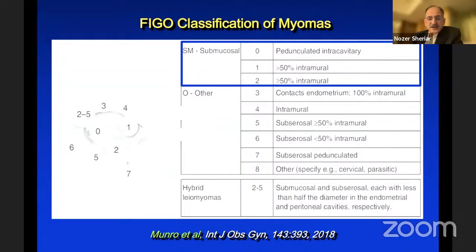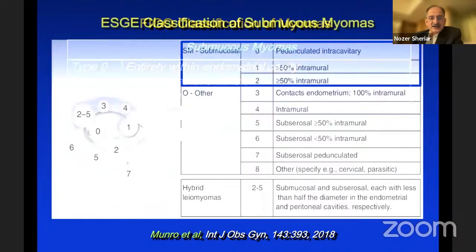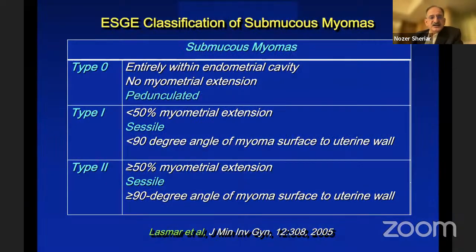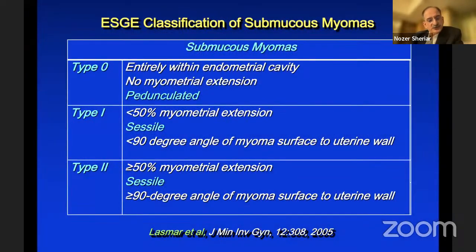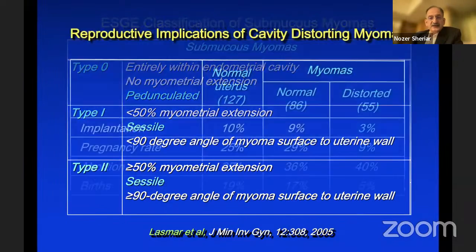Of course, you could also have hybrid leiomyomas, which bridge the entire wall. The ESGE classification type 0, 1, and 2, pretty much the same. And the way they differentiate it is, if you have a less than 90-degree angle of the myoma surface to the uterine wall, then you probably have a type 1. But if it is a greater than 90-degree angle, then it is going to be a type 2.